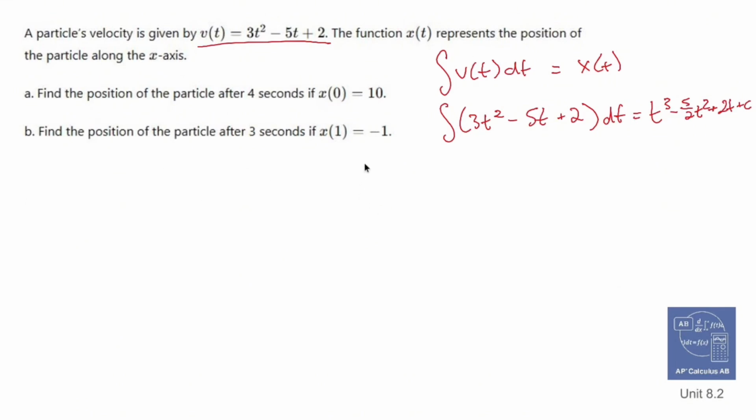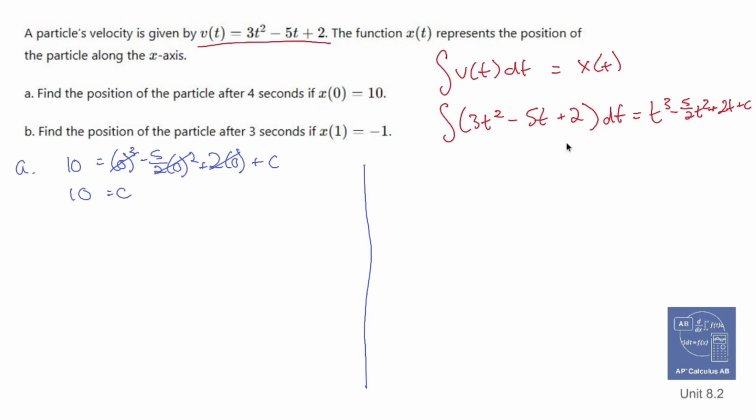Now that arbitrary plus c has got to remain there because we have two parts here. Part A says, let's get the initial condition 0, 10. So I have to find c, given that t is 0 and I get 10. So we're going to set this equal to 10. That's going to equal 0 cubed minus 5 halves 0 squared plus 2 times 0 plus c. Okay, so in this case, 10 is c.